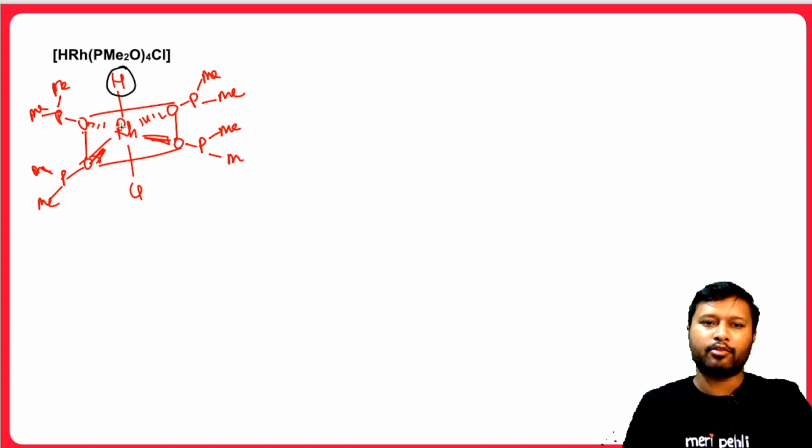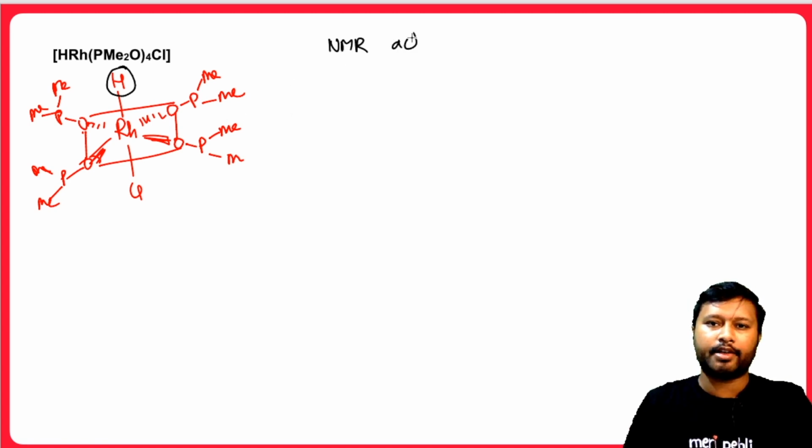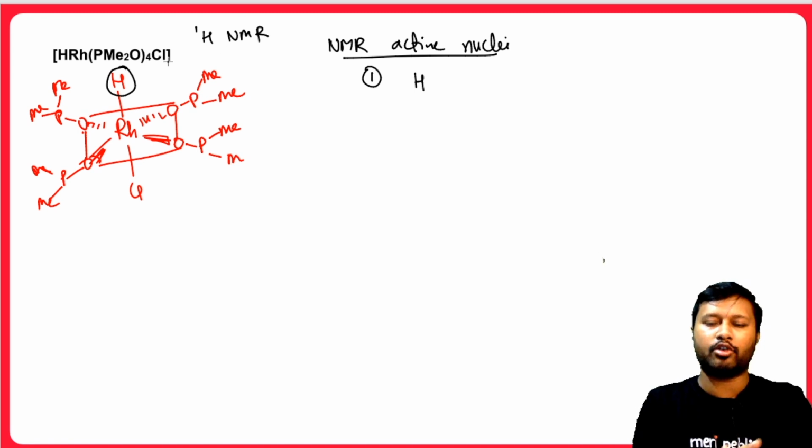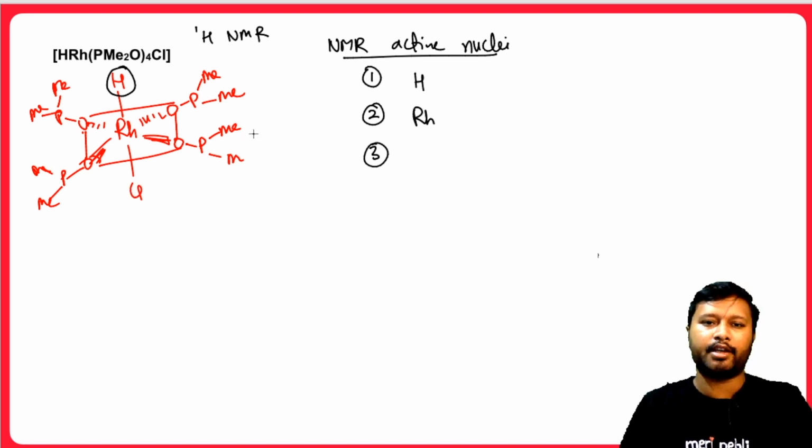First of all, let me tell you what the NMR active nuclei in the molecule are. The first one is of course hydrogen, because you are measuring proton NMR, so I have highlighted it. The second NMR active nucleus is RH, rhodium, and the third is phosphorus. Oxygen is NMR inactive, chloride is NMR inactive, and in these methyl groups carbon is NMR inactive; hydrogens are there, but let's look at it.